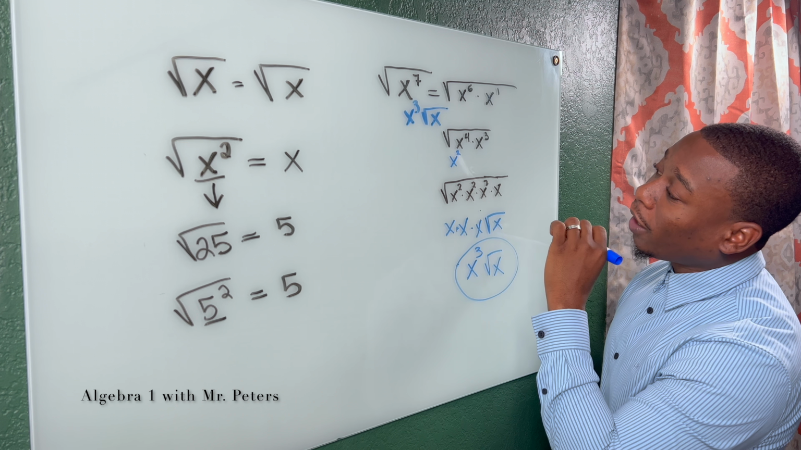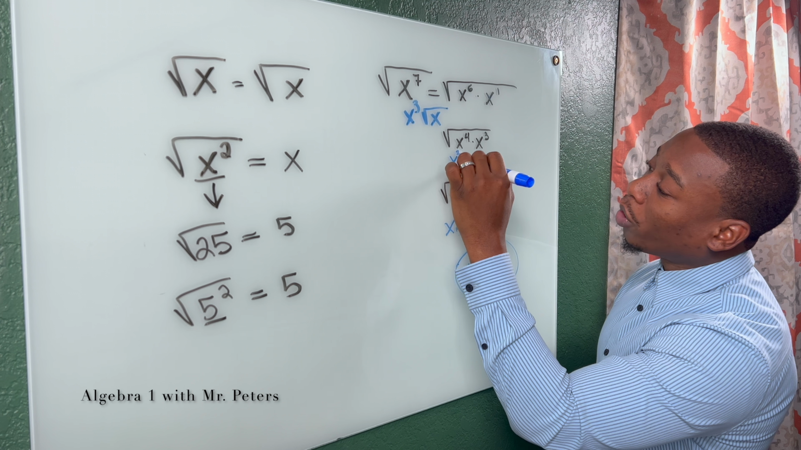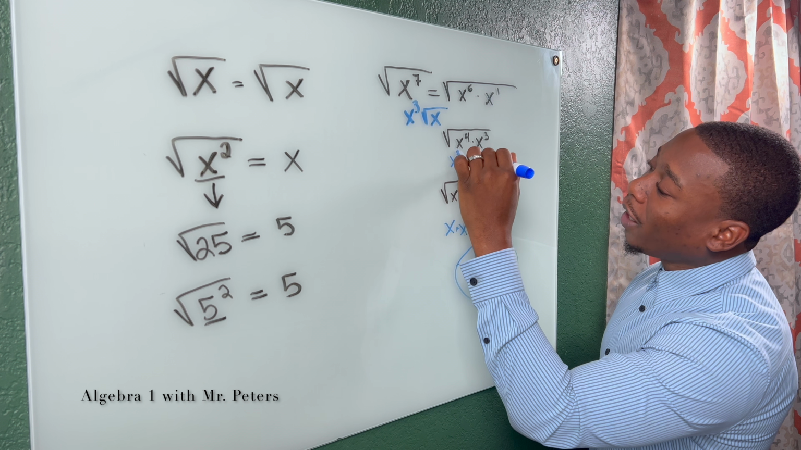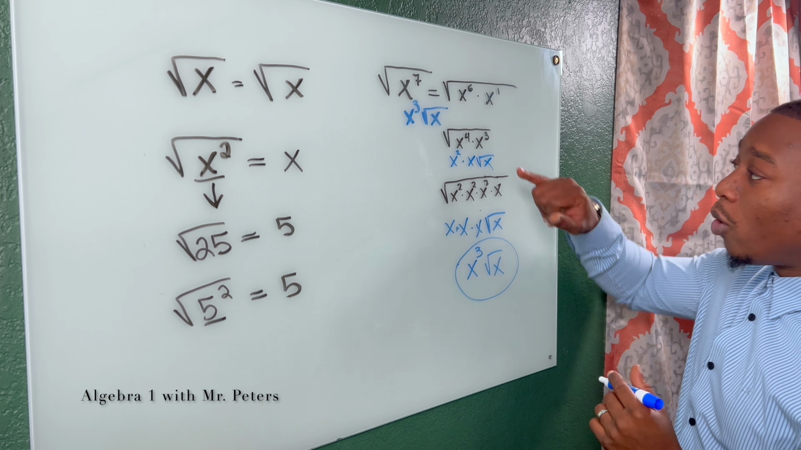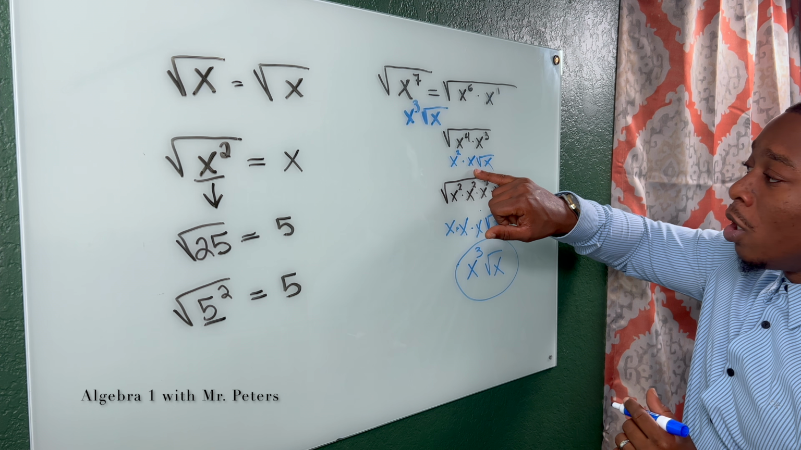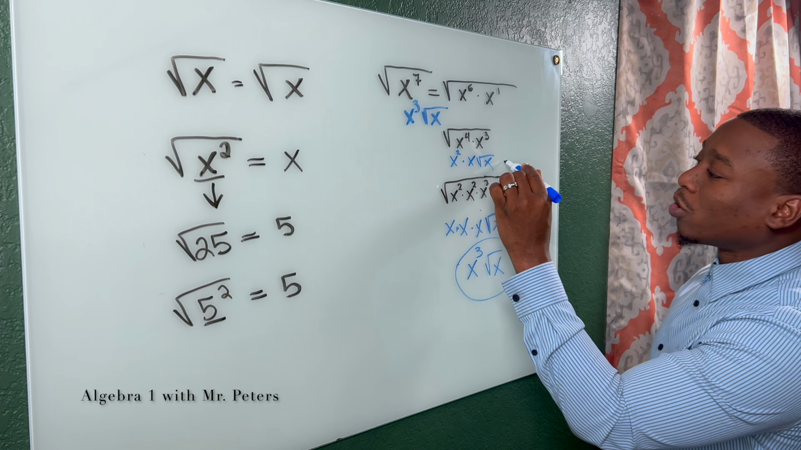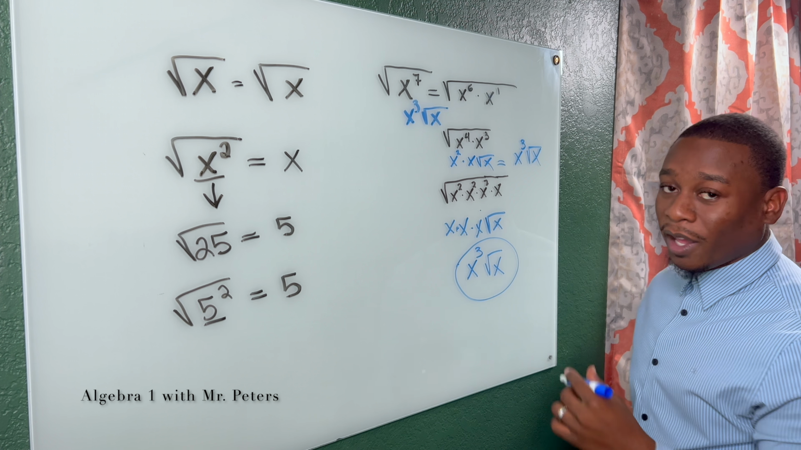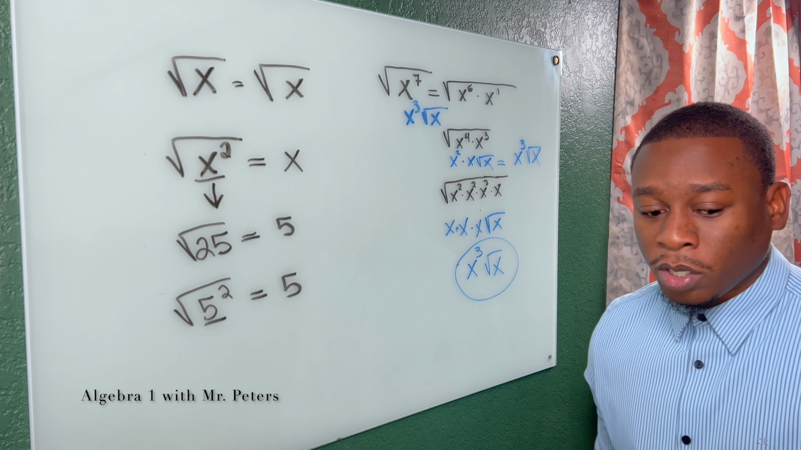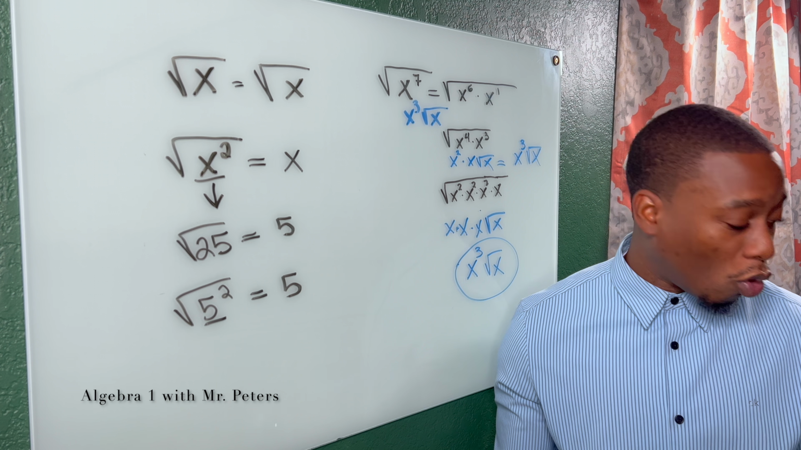So in this last example, x to the 4th turns into x squared. When we look at x to the 3rd, we're going to get an x times radical x, right? Because we had one pair, which comes out as x. Now, once we combine these answers, we're going to get x to the 3rd radical x. Now that we have that down, let's go through a few more examples.